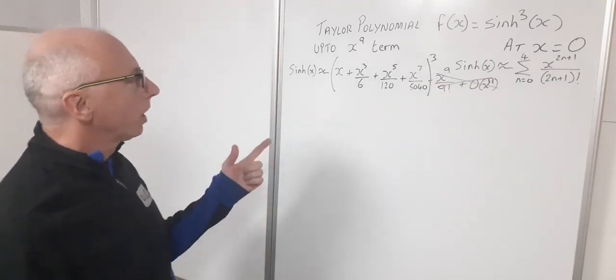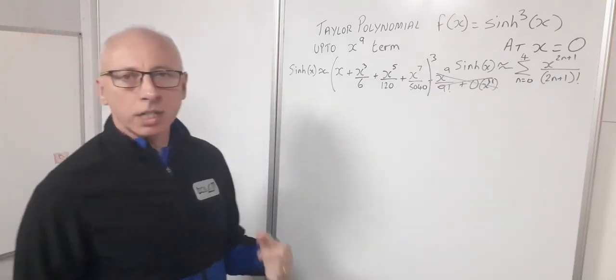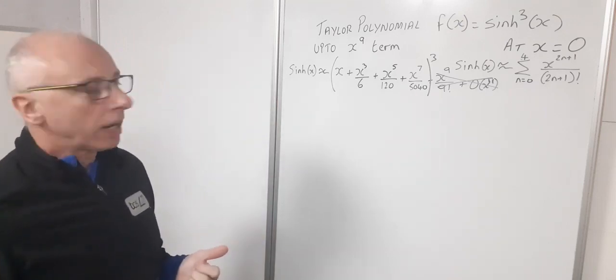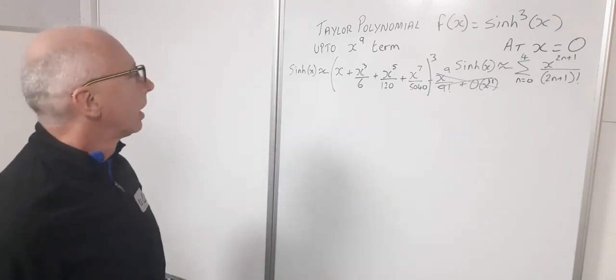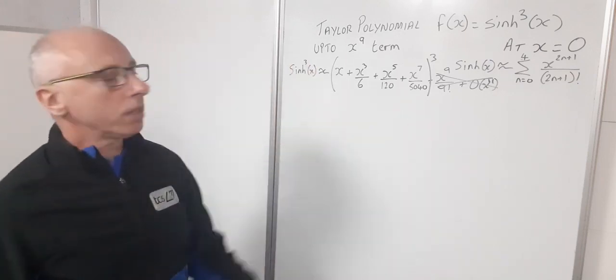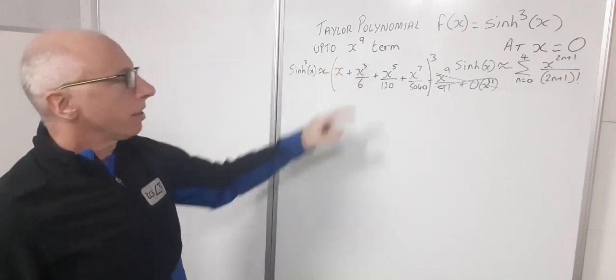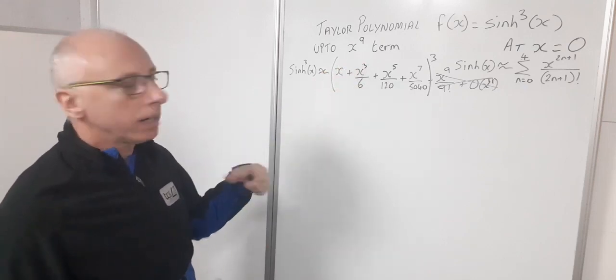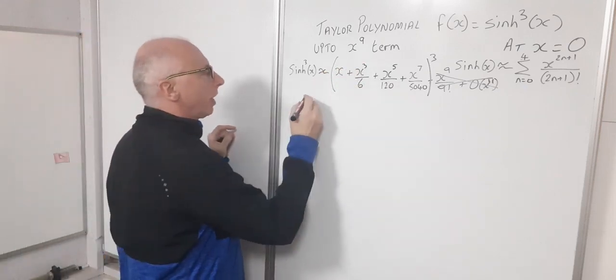And then what I need to do is do combinations of each to get each one, so it's a cubed value of this approximation. Now if I write that there, that's going to give me sinh cubed up to x to the 9. So let's bring this down and let's start to cube this out.